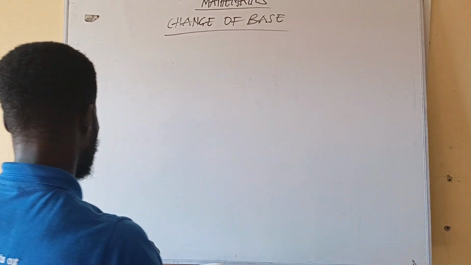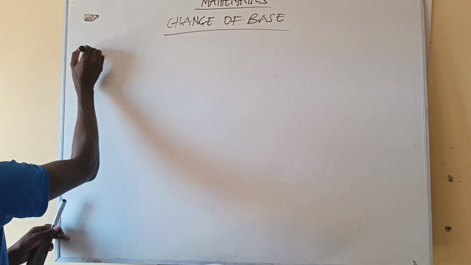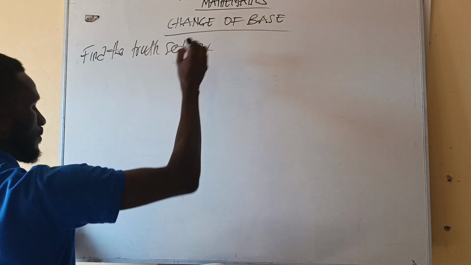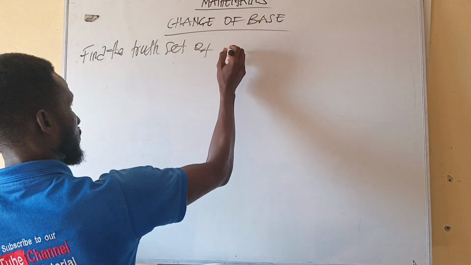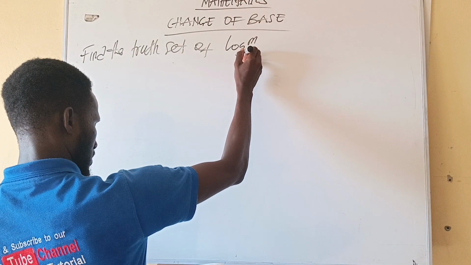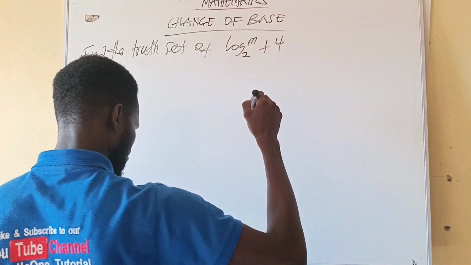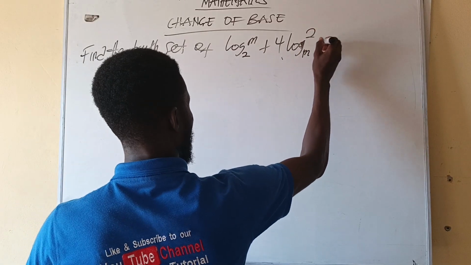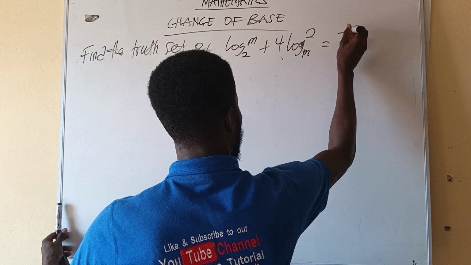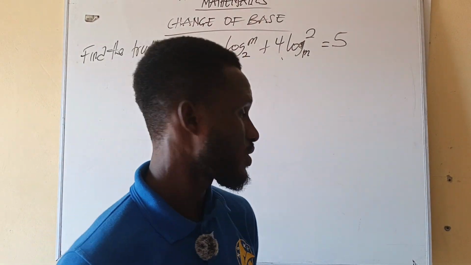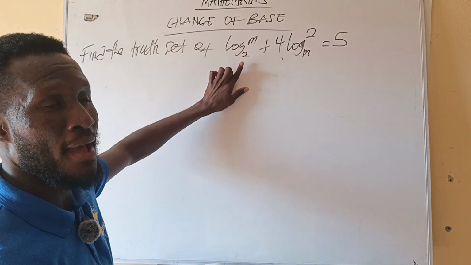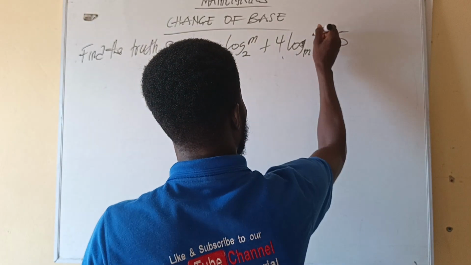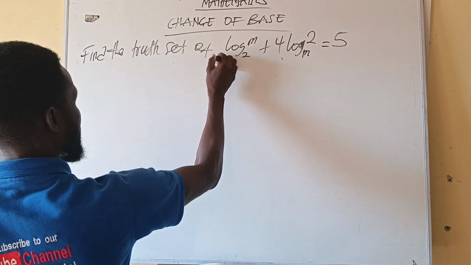Now, let's look at this particular question. We have to find the truth set of log m base 2 plus 4 log 2 base m equal to 5. Now how are you going to solve this particular question?